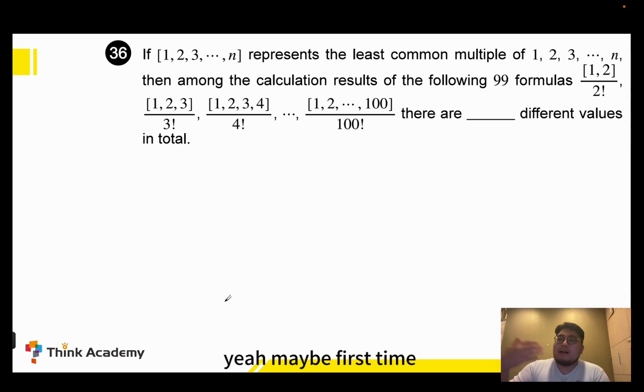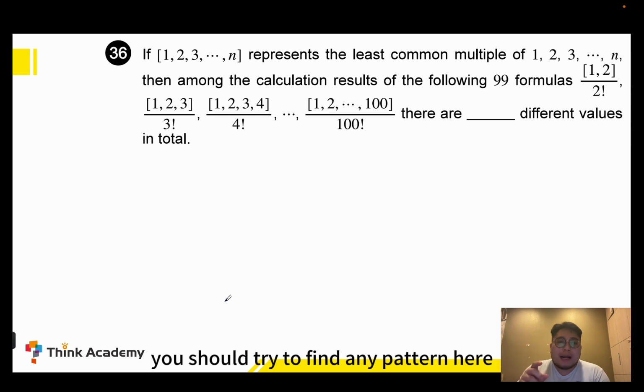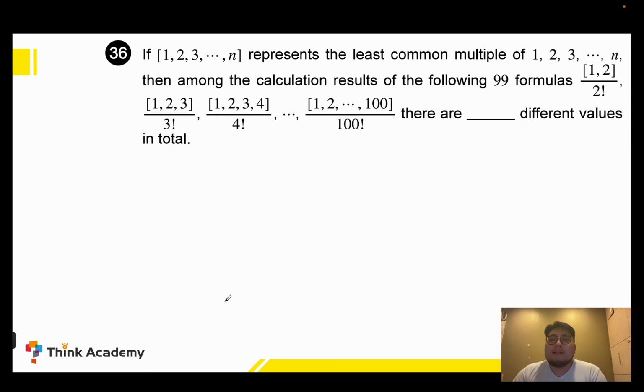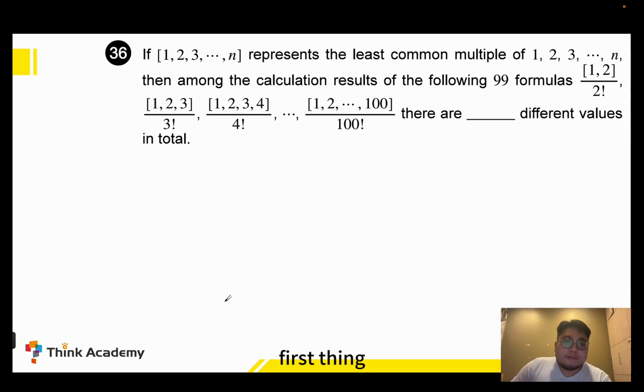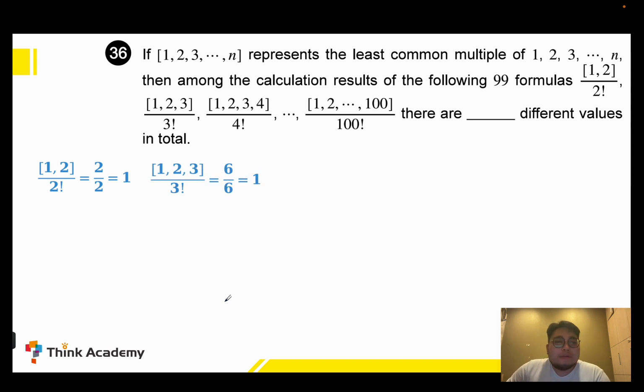Maybe the first time you see this kind of question, you should try to find a pattern. Not every question is very difficult. So let's list some fractions first. Firstly, the LCM of 1 and 2 divided by 2 factorial is actually 2 over 2, which equals 1. How about 3? The LCM of 1 to 3 is 6, and 3 factorial is also 6, so it also equals 1.